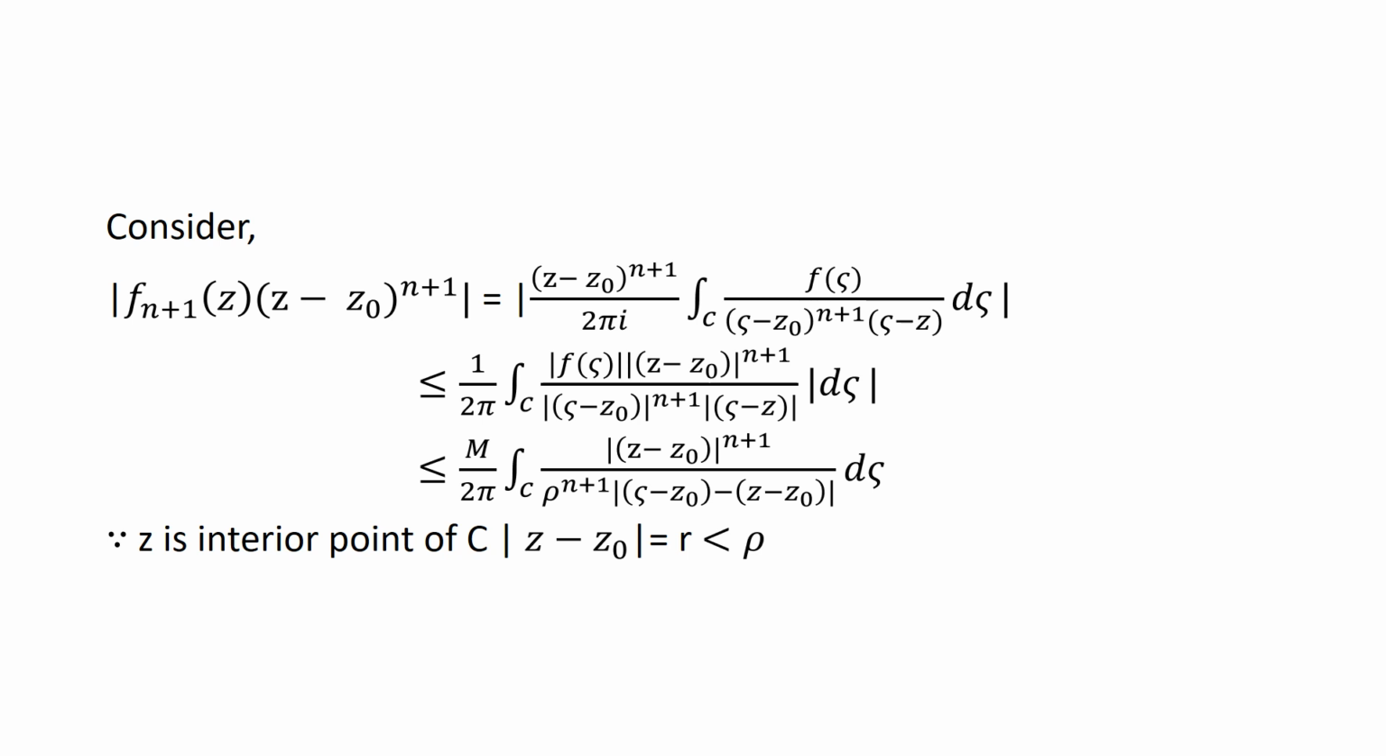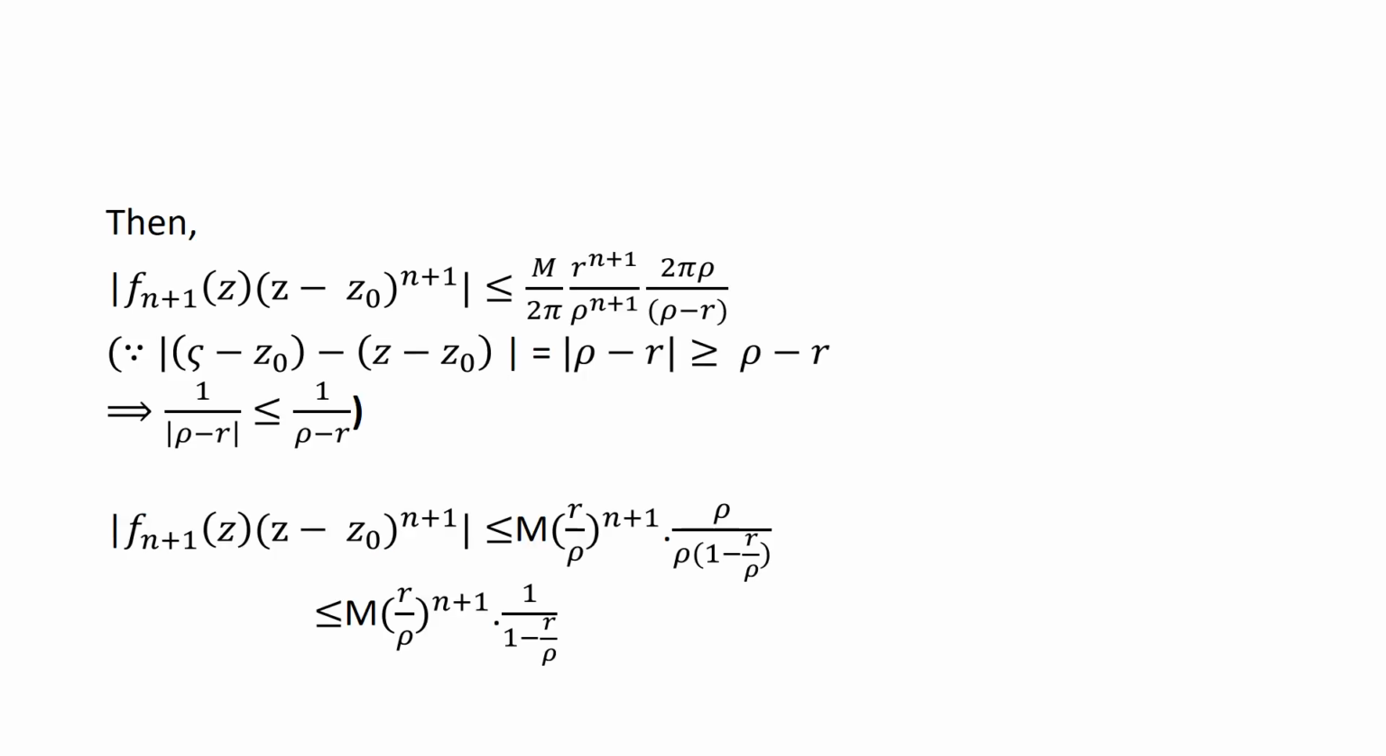The modulus of zeta minus z can be written as the modulus of (zeta minus z naught) minus (z minus z naught). Since z is an interior point of C, the modulus of z minus z naught, equal to r, is less than rho. Then the modulus of fn plus 1 of z into (z minus z naught) power n plus 1 will be less than or equal to m by 2 pi, r power n plus 1 by rho power n plus 1, 2 pi rho. The integral is 2 pi rho divided by rho minus r.